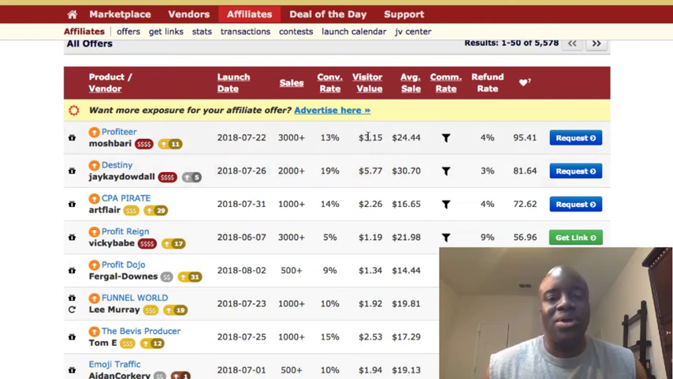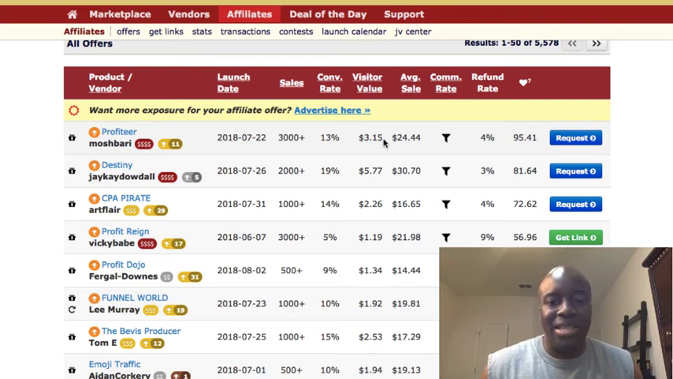So this first product here, they're saying that on average it's had 3,000 plus sales, but on average per visitor, people are making $3.15 per visitor. So if you had 1,000 people visit this website and on average you're making $3 per visitor, you would be making a lot more than the $875 that you have to spend, right? So say if you just made $1,000, well, now you profited and you still have 1,000 people on your list that you can continually market to throughout the months and years to come, as long as they stay on your list.